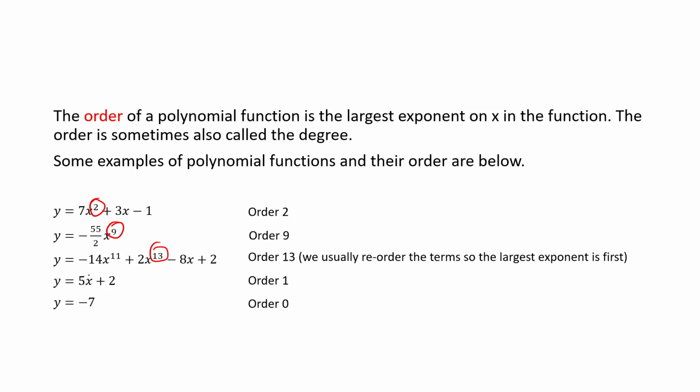In the polynomial function y equals 5x plus 2, the order is 1. And in the polynomial function y equals negative 7, the order is 0. We don't usually think of this as a polynomial function.